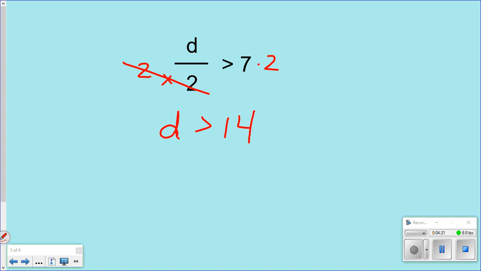So instead of graphing it, let's just talk about what D can be. What could D be? Give me a number. 15, 16. Is 14 included? No, because it's not equal to. Good. Nice job. You guys get the hang of this.